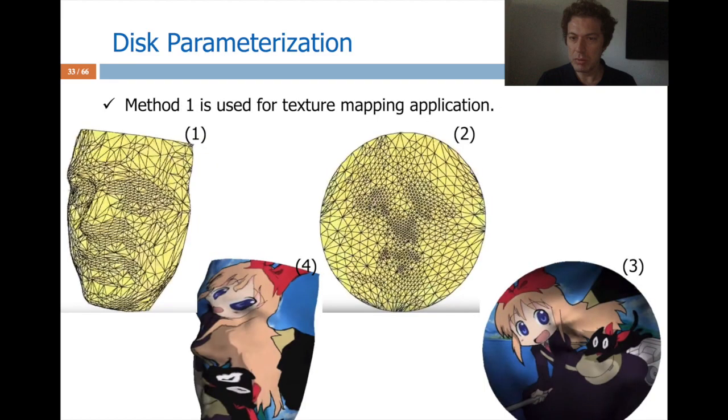Yeah, so as I told you, texture mapping is one way to utilize this parameterization, and in disk parameterization, the boundary is a disk. Get the image and pull it back.